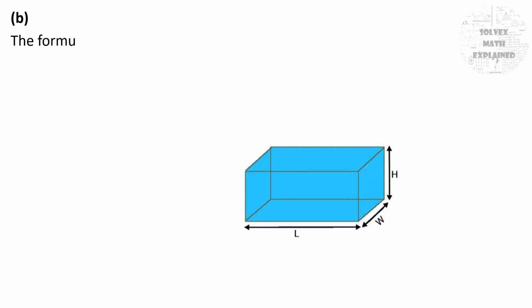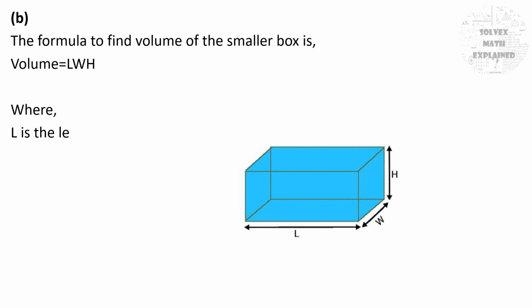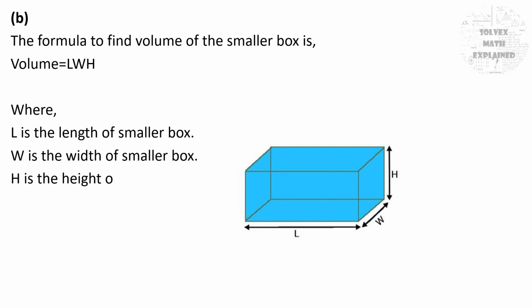We know that the volume of a rectangular box is obtained by multiplying its length, width, and height. So, the formula to find the volume of the smaller box is volume equals LWH, where L is the length, W is the width, and H is the height of the smaller box.